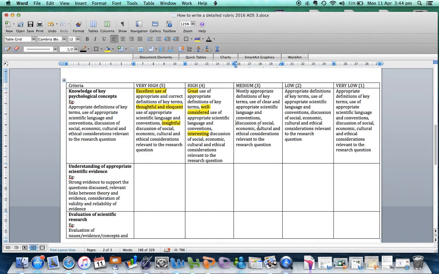And sound discussion of social. Okay. And mostly use of clear and appropriate. Okay, here we'll do some use of appropriate definitions and key terms. Scientific language and conventions.